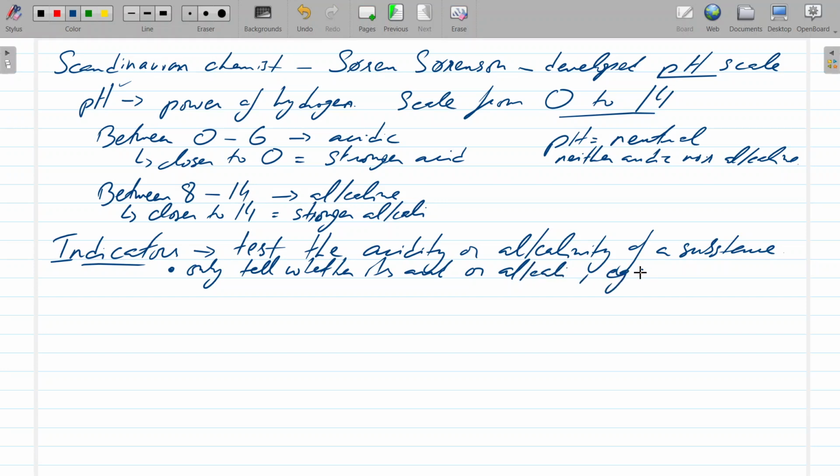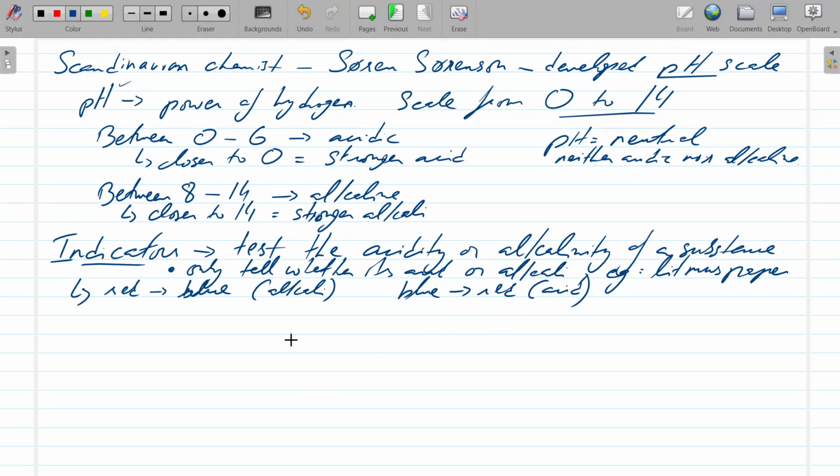For example, a thing called litmus paper. There are two types of litmus paper. There's a red litmus paper, and if red litmus paper turns blue when you dip it into a chemical, that means it's an alkali. And if you have a blue litmus paper and it turns red, then that's an acid. It's not like you dipped it in alkali, it turned blue, and you dip the same thing into an acid. No, that's not how it works. You will need different litmus papers, so there are two types.